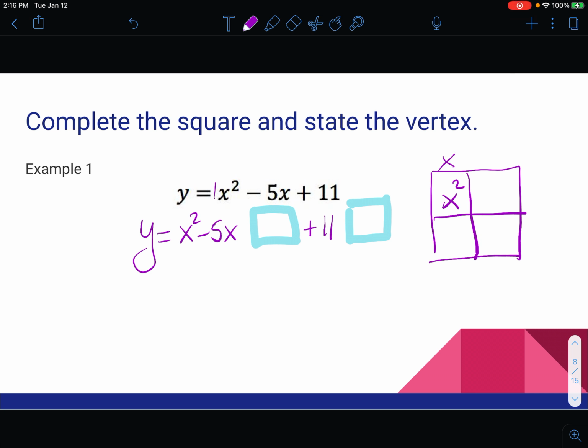X squared is here. X and x are my only options. Remember, the diagonal is the same as this -5x. So what do we think for this? This is a little trickier. Let's split this in half. That would be -5 halves and -5 halves. Together, if I added those two, I would get -10/2, which is -5. And of course we would need the x with each of those. All I did is take this middle term and cut it in half.